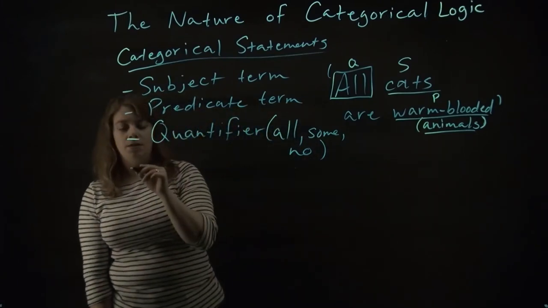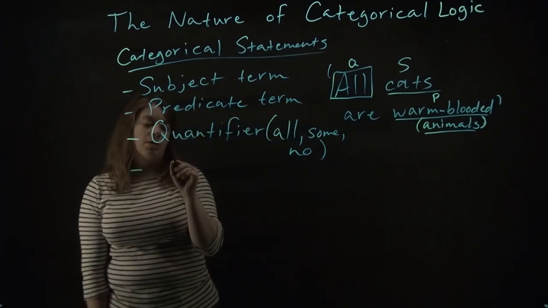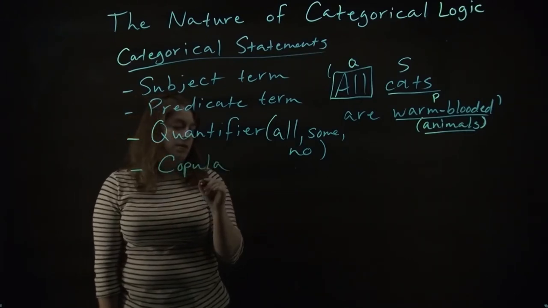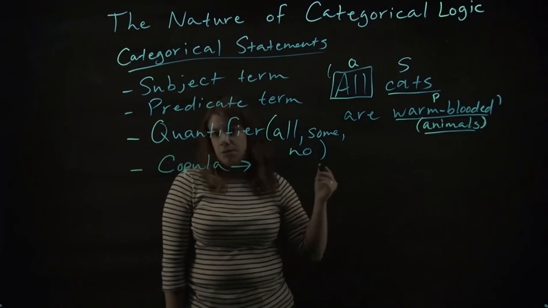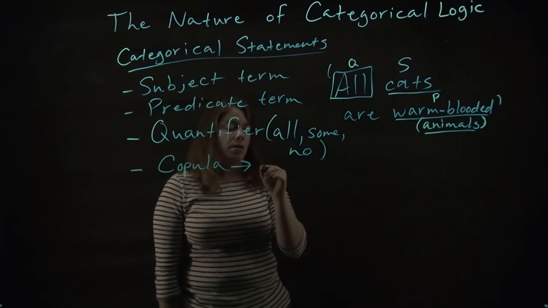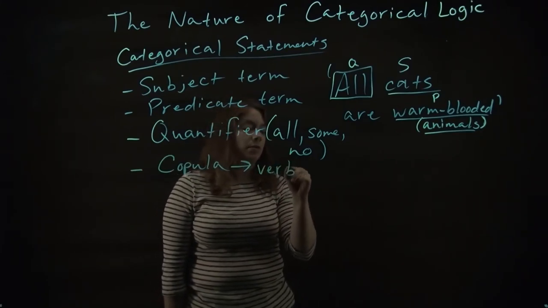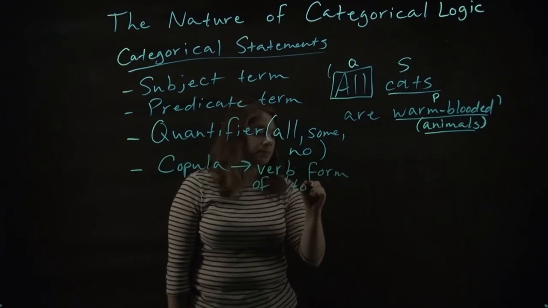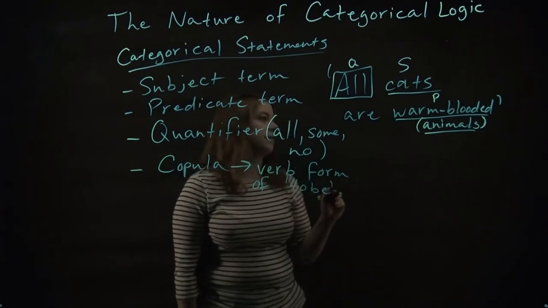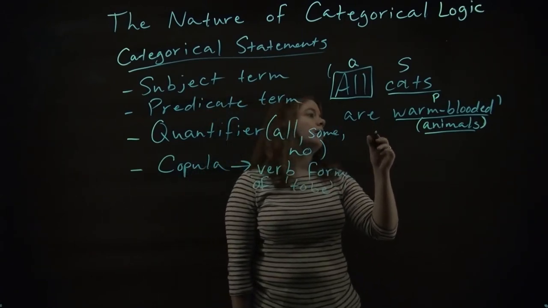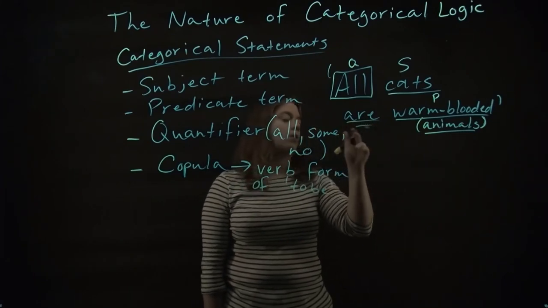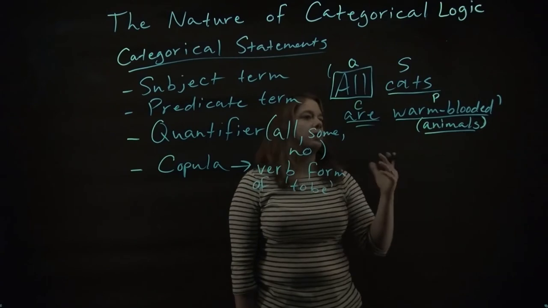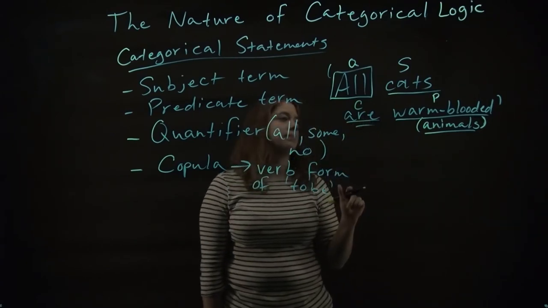Now, what's important to note is that the all is being drawn together with the subject here, in this case, cats. Okay. The final part of a categorical statement is what we refer to as the copula, which is Latin basically for any verb form of to be. So in this case here, we have the word are, which is a version of the verb to be, and so therefore this is functioning as our copula.